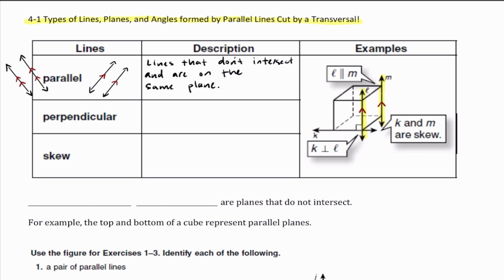So I need to draw an arrow here and arrow there to show that those lines are parallel. And I need to use two arrows here and two arrows there to show that those two lines are parallel to each other, but not parallel to these lines. Hopefully that makes sense. Perpendicular lines are lines that intersect at right angles.